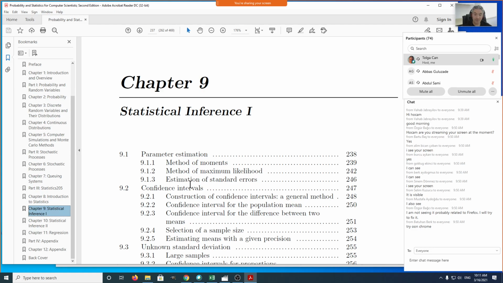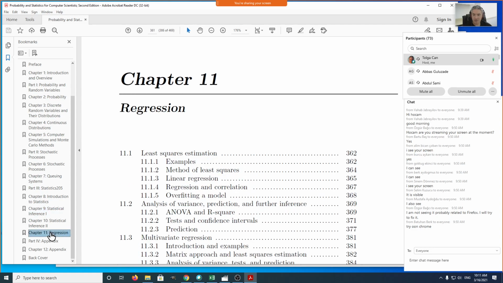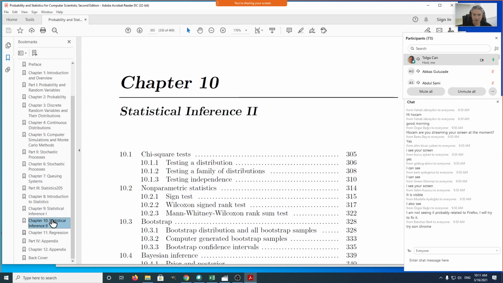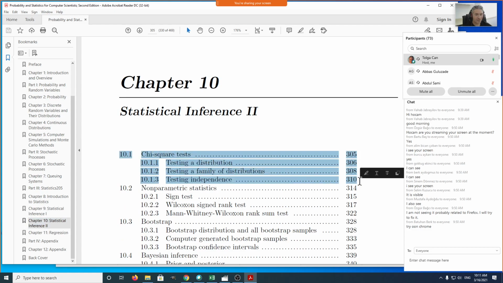We'll also cover statistical inference, estimating certain parameters from collected data. We'll talk about hypothesis testing and different statistical tests. For example, if you collect the data, we will ask questions like, does this data come from a normal distribution, or does it come from an exponential distribution? We'll ask questions like this. We'll talk about linear regression here. In chapters 10 and 11, we're just going to cover the first easy introductory sections.